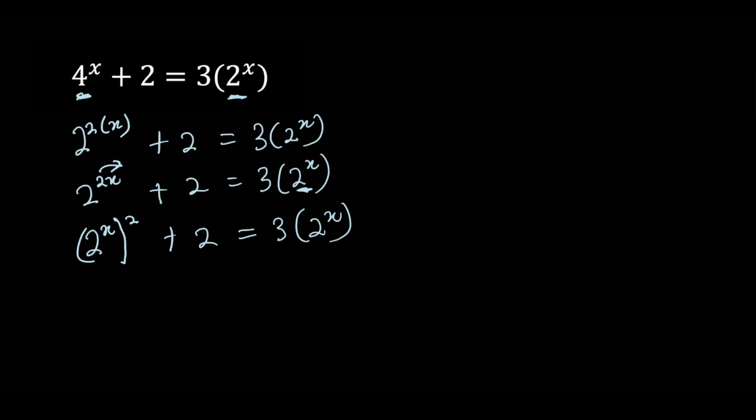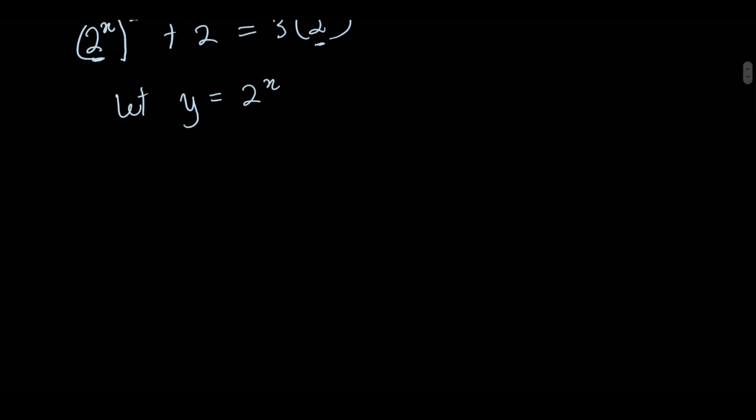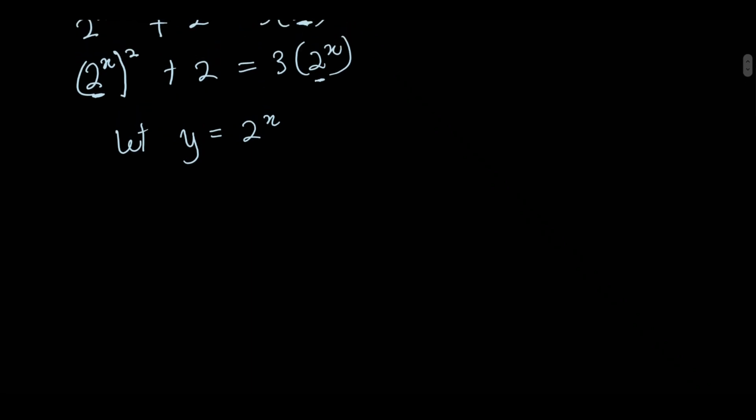So this is what happens. Since we now have 2 to the power x here and here, we have to find a way to represent it with another variable. So we say let y be equal to 2 to the power x to make things very simple for us. So wherever we see 2 to the power x, we represent it by y. So something is really going to happen here. You just watch. So you're going to have, replacing it with y, y squared plus 2 equals 3y.